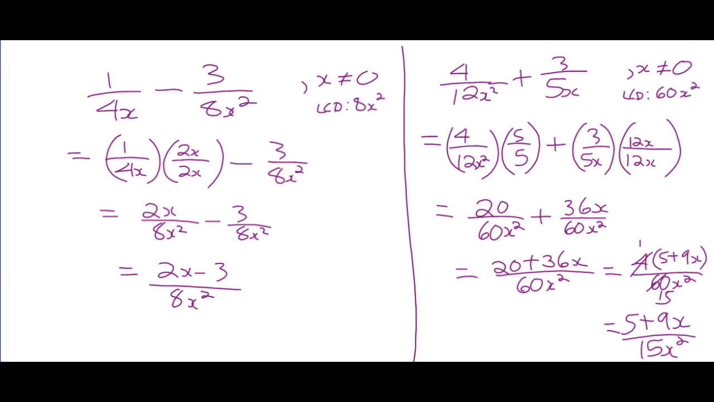So we'll flip to the next page, and I'll just show you. Okay, so what if we recognized that 4 over 12x squared plus 3 over 5x. So before we do anything, we say x can't be 0, right? We state our restriction, and we say, but 4 goes into 12 3 times. So this is 1 over 3x squared plus 3 over 5x.